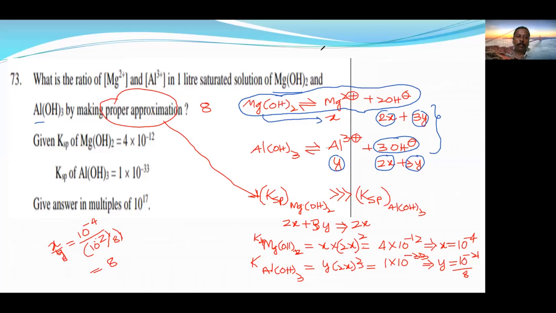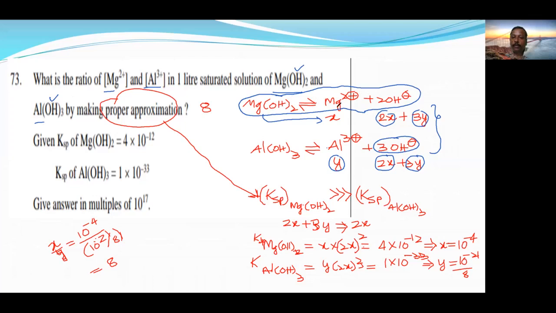Okay, here, what is the ratio between Mg2+ and Al3+ in a 1 liter vessel? So, a 1 liter vessel with a saturated solution of Mg(OH)2. See, here OH⁻ is there, here also OH⁻ is there, so you have to make the proper approximation. Understood? So this is a simultaneous solubility question.